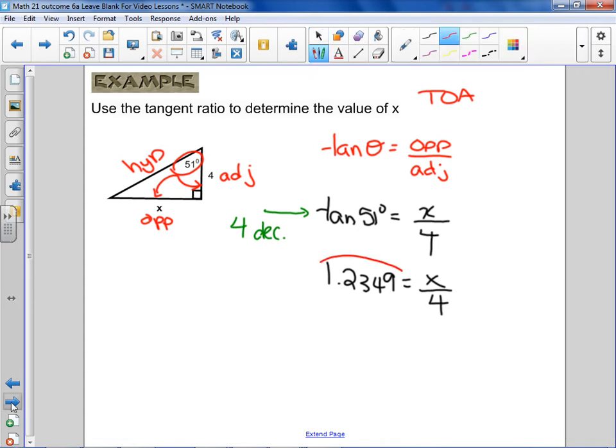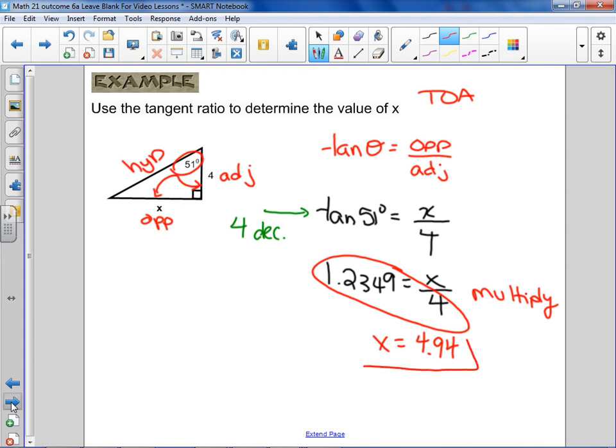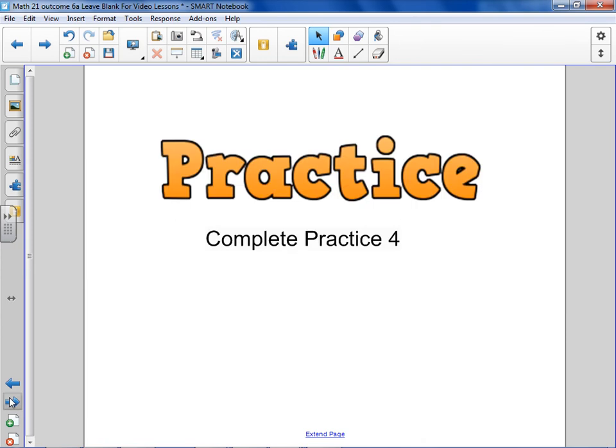Again, these guys go together through a multiply. So 4 multiplied by 1.2349. X equals 4.94 if I round. So now that is lesson 4. You should now work through practice 4 in your practice problems.